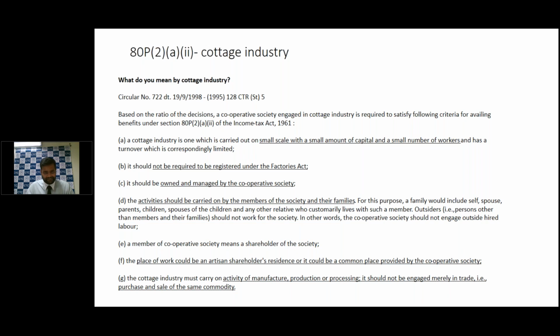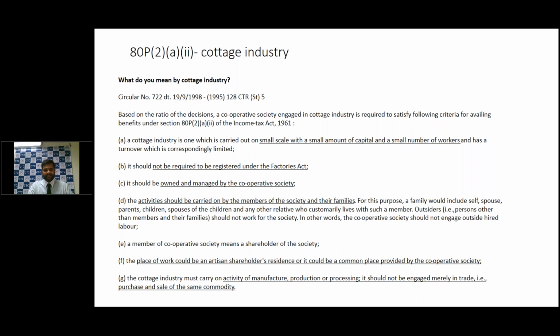Some of the important conditions are that a cottage industry is one which is carried out on a small scale with a small amount of capital and a small number of workers. It need not be registered under the Factories Act, it is owned and managed by a cooperative society, and activities should be carried on by the members of the society and their families. The place of work could be an artisan's or shareholder's residence, or it could be a common place, and they should carry on the activity of manufacturing, production, or processing. It need not engage merely in trade, that is purchase and sale of commodity.